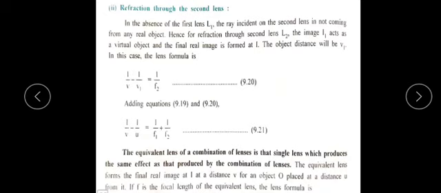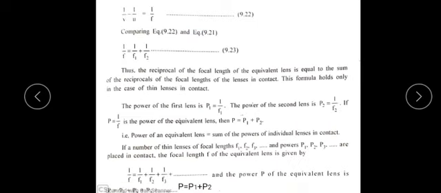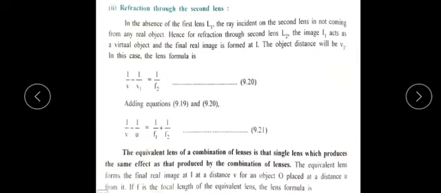The equivalent lens forms the final real image at I at a distance V for an object O placed at a distance U from it, and if F is the focal length of the equivalent lens, the lens formula can be written as 1 by V minus 1 by U is equal to 1 by F. This is the equivalent lens.